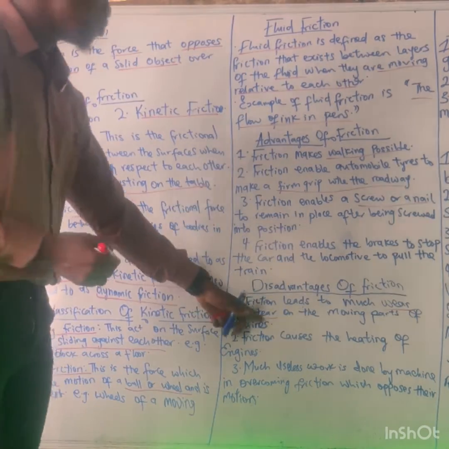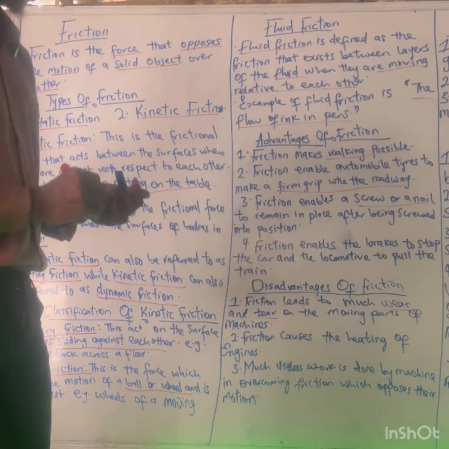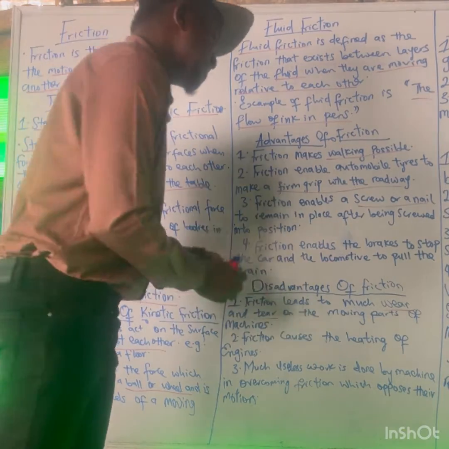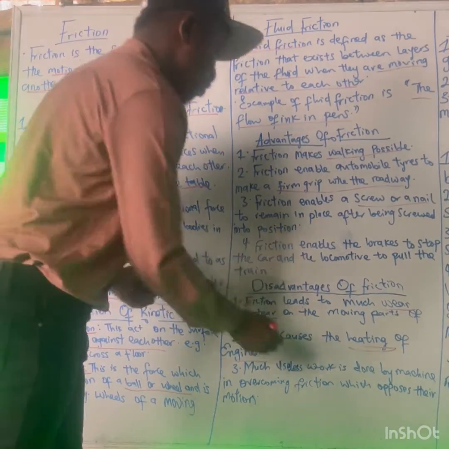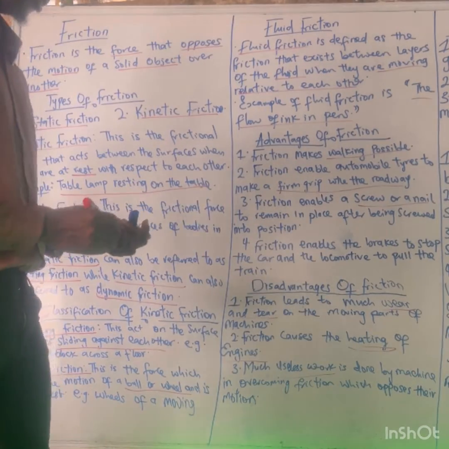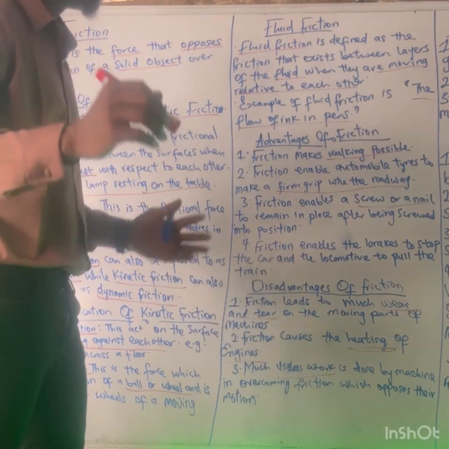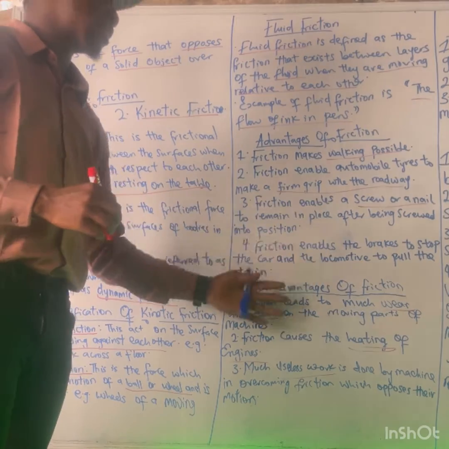Friction leads to much wear and tear on the moving parts of a machine. Also, friction causes heating of engines. Also, much useless work is done by machines to overcome friction. So these are the disadvantages and advantages of friction.